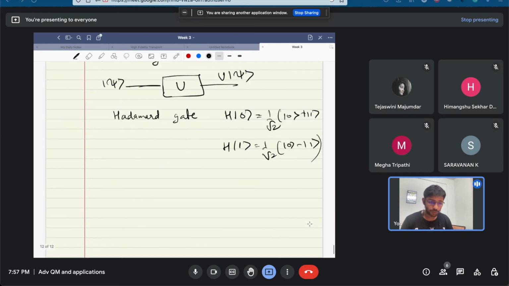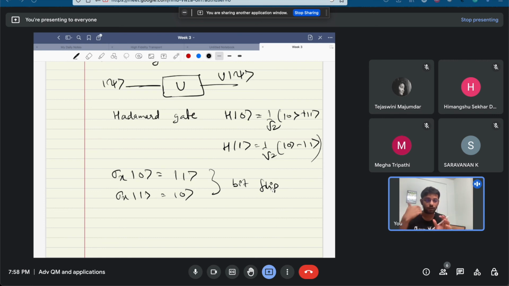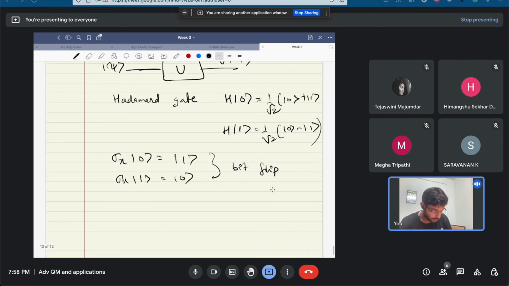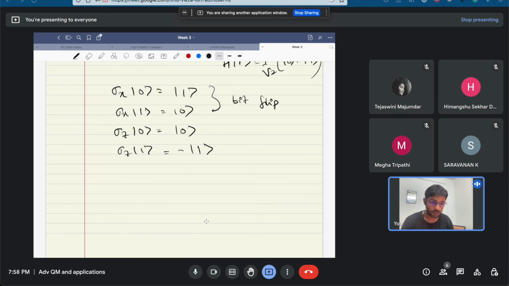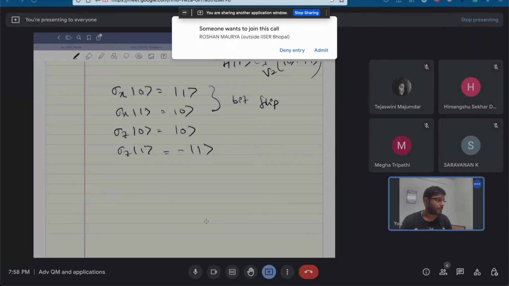Now similar to this, you have the Pauli gates. So if you, let's say, apply sigma x on 0, you get a 1, and similarly if you apply sigma x on 1, you get a 0. So this is also called the bit flip. You are changing the bit, or in classical sense you can say it's a NOT gate. If you have a 0, the NOT gate changes it to a 1. If you have 1, the NOT gate changes it to a 0. And similarly all other Pauli operators like sigma z, sigma y. So sigma z does nothing special for 0, but for 1 it changes the sign, so it has a negative eigenvalue for 1, okay.